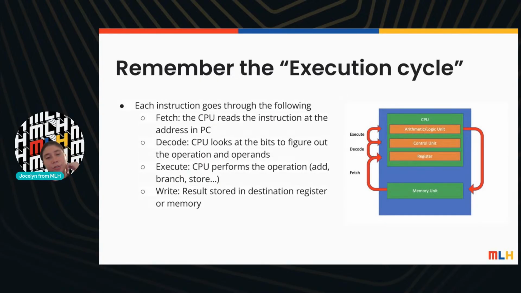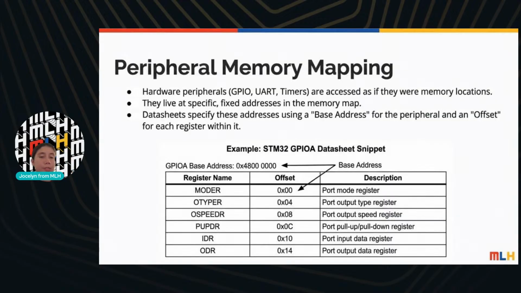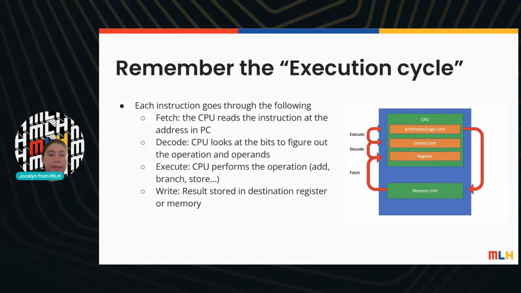Then after reading the instruction at the address in the program counter, we're going to be doing the decoding. For the decoding, the CPU looks at the bits to figure out the operation and operands. So if we're going to be adding, subtracting, or whatever operation we're going to be doing. And then after that, we're going to be executing. The CPU performs the operation, whatever operation we want to do. And finally, it writes the result to the destination register or whatever memory where we're going to be storing the result of our instruction. So this is the execution cycle that every instruction follows in your code.